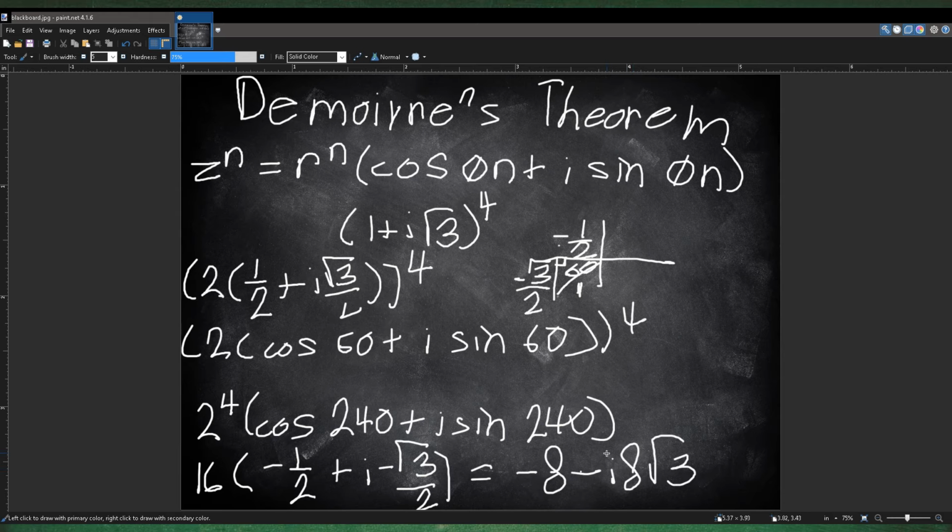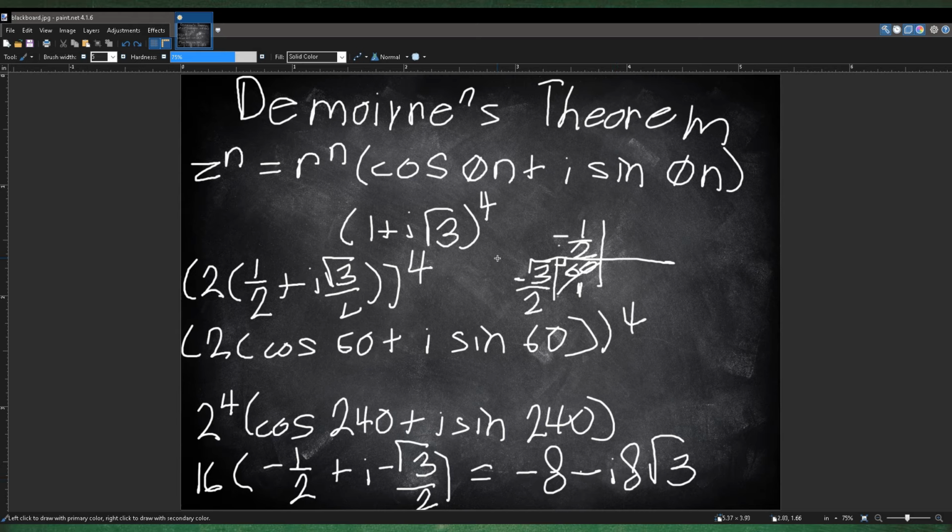You usually want to put the i first and then the number. It's just i times 8√3. You could write 8√3i, but it's weird notation, because people might think the i is inside the square root. To make sure they don't misunderstand that the i is outside the square root, you put the i in front. It's the same thing. So the answer is negative 8 minus i 8√3.